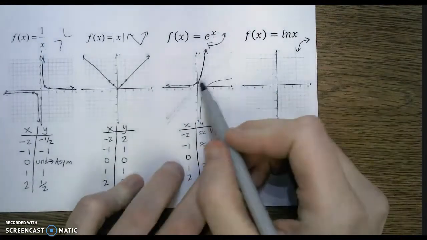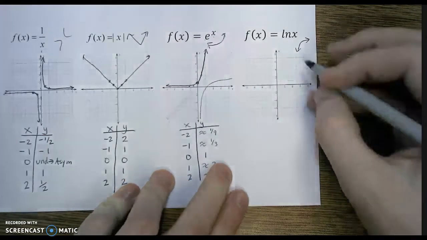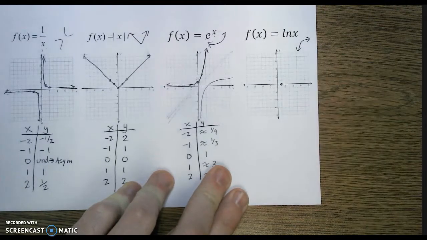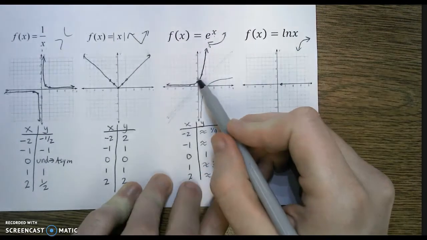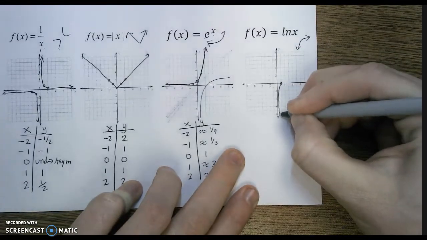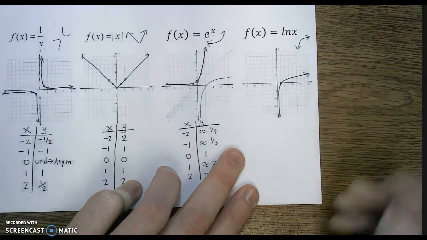So if I know that e crosses the y at 1, I know natural log crosses the x at 1. And if e curves down towards the x-axis, natural log is going to curve towards the y-axis, and then it just rises from there.